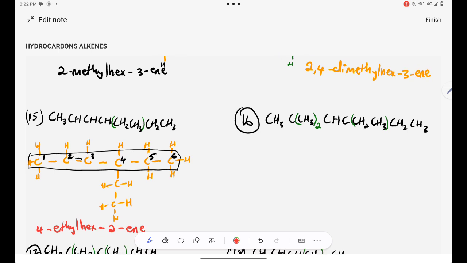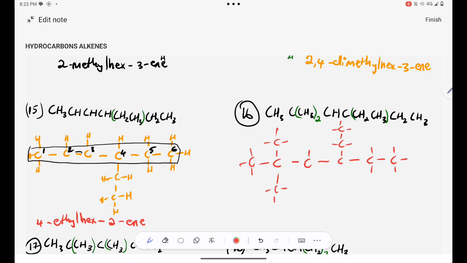And then for this one, I simply have a CH3, a C with 2 CH3s, and then a CH and a C with an ethyl side chain, and then a CH2 as well as a CH3. All you need to do is to write the hydrogens. I hope, guys, by now you can see which carbons are not fully bonded, and then you must insert a double bond there and then write down the IUPAC name.